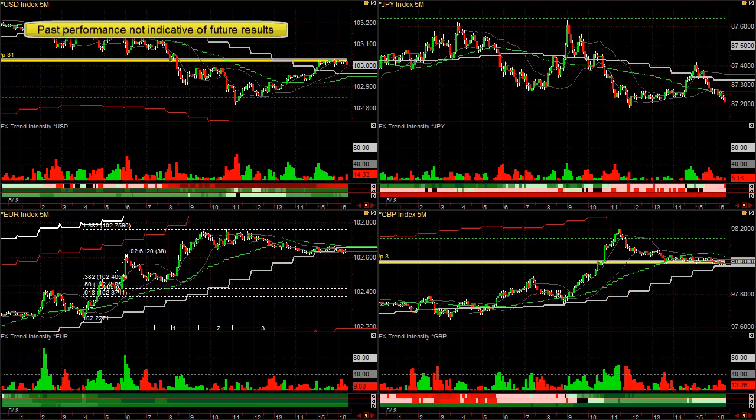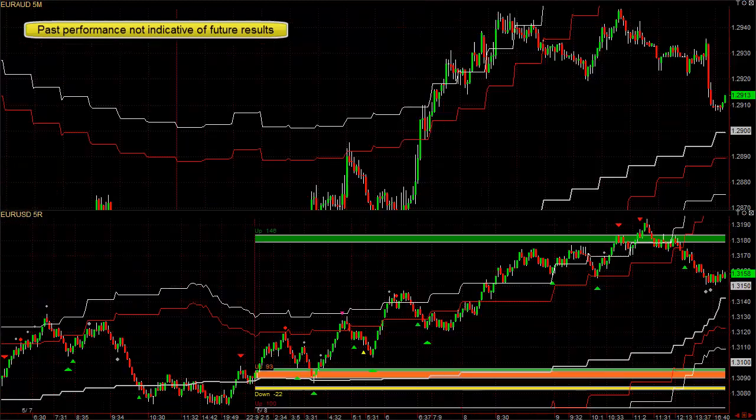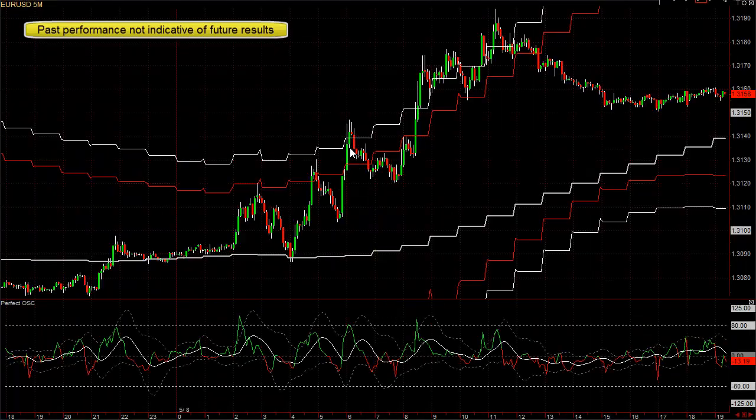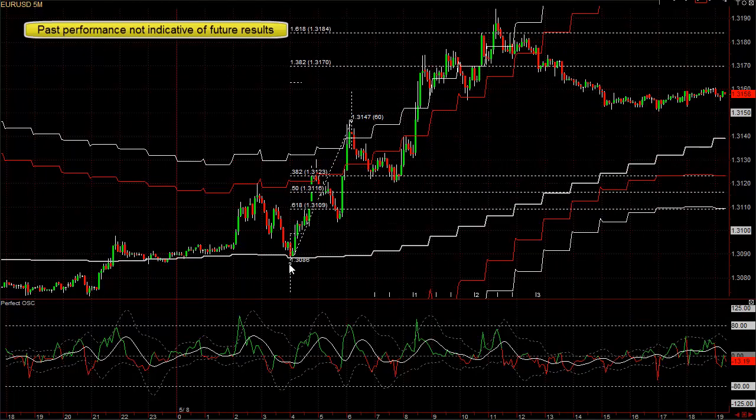selling the euro. It's easy to show how to use this for trend trading, but I'm going to try to show how to do some counter trend trading. Here's the euro dollar at 10. You also want to draw the fibs off of this chart as well.